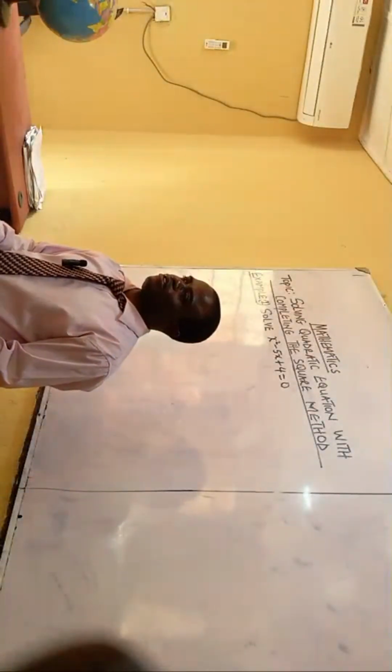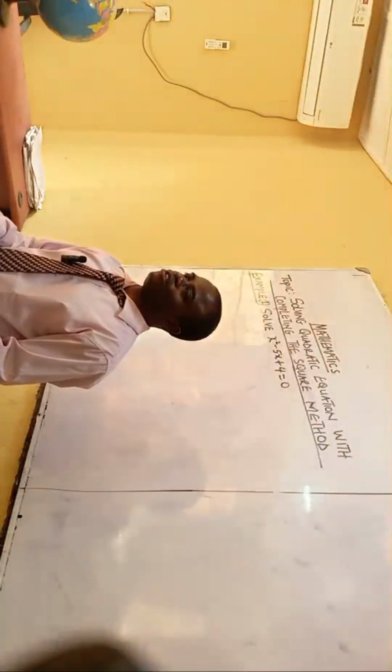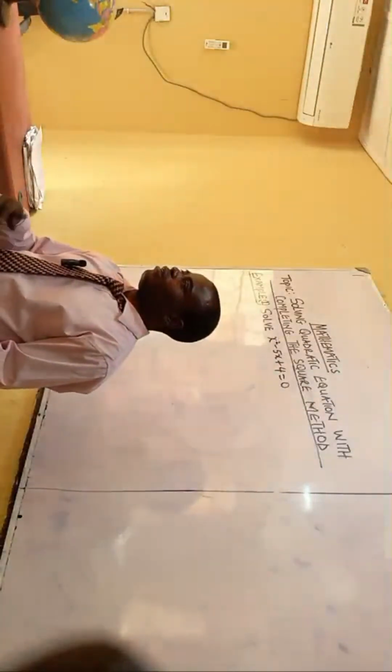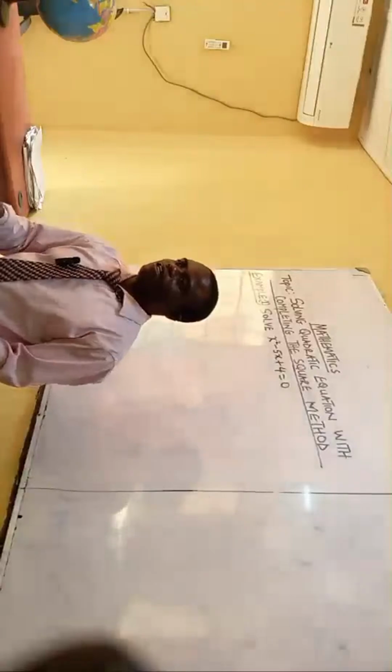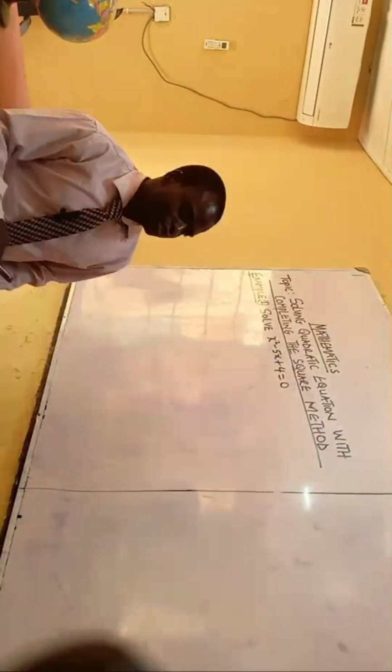Quadratic equation using the completing the square method. It's a very simple method. We have other methods like the factorization method and the general formula method. Is that okay? Yes, sir.